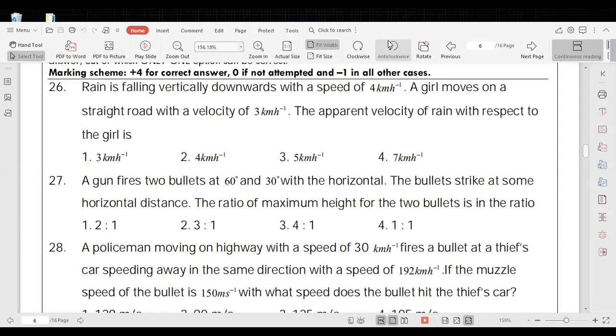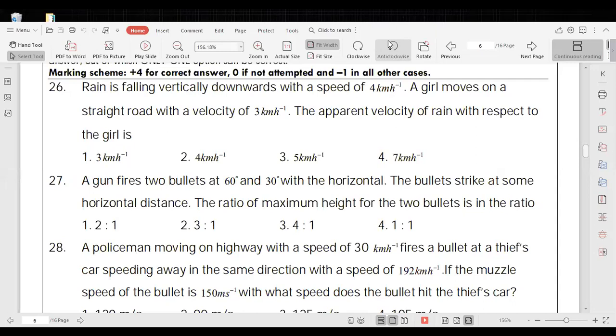That's why velocity of bullet with respect to thief, VBT, is equal to VB minus VT. So velocity of bullet with respect to thief is equal to VB, 475 by 3, minus velocity of the thief, 160 by 3. When you subtract, 5 minus 0 is 5, 7 minus 6 is 1, 4 minus 1 is 3, so 315 by 3. Therefore, velocity of bullet with respect to thief is equal to 105 meter per second.